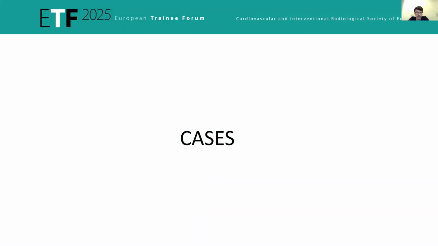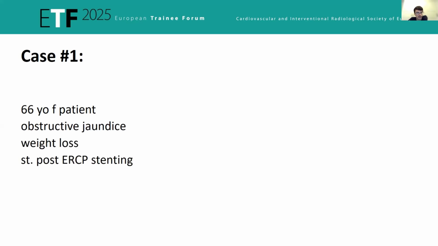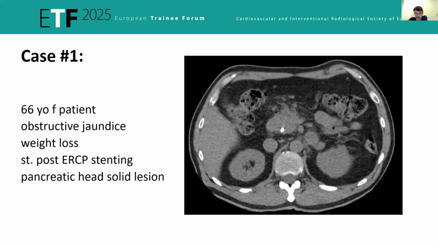And now we will see some cases. Our first case for today is a 66-year-old female patient who presented with obstructive jaundice and significant weight loss. She underwent an ERCP with placement of a plastic biliary stent for decompression, and her imaging reveals a solid lesion in the head of the pancreas.